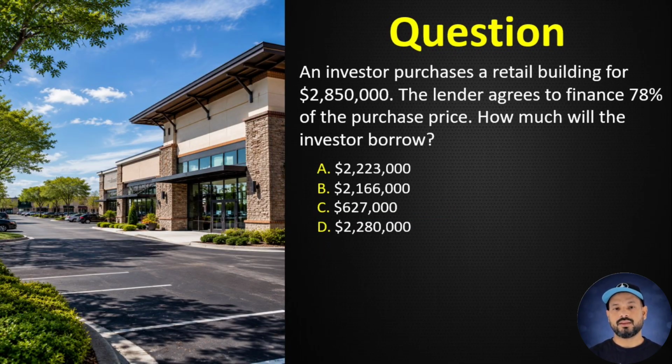Question number 32. An investor purchases a retail building for $2,850,000. The lender agrees to finance 78% of the purchase price. How much will the investor borrow? A. $2,223,000. B. $2,166,000. C. $627,000. D. $2,280,000. Correct answer A. $2,223,000. Loan amount equals $2,850,000 times 78%.